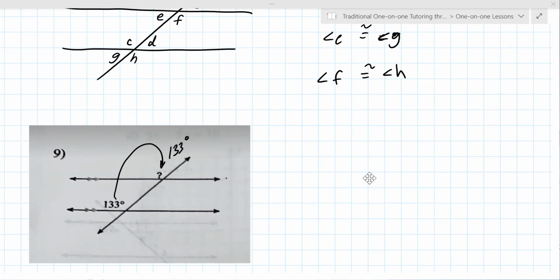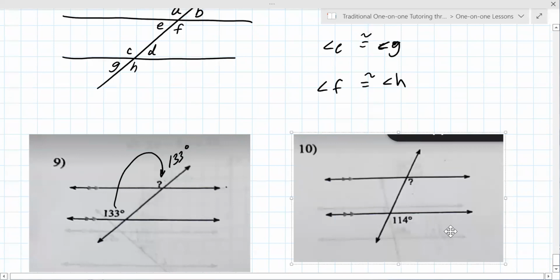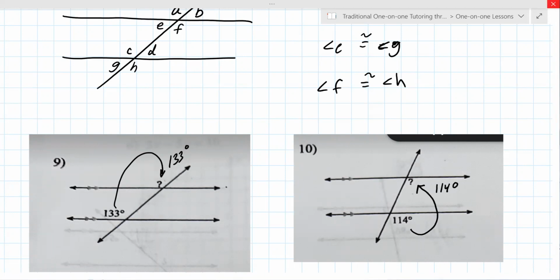Similarly, we'll do number 10. For number 10, you should notice that angle 114 is like angle H. Angle H is congruent to angle F, which is right there. So that's also 114 degrees. Okay. So you might reasonably be like, I got it. I can do this. I'm all set. So 13, 14, and 15 we'll do next. We'll come back to 11 and 12.